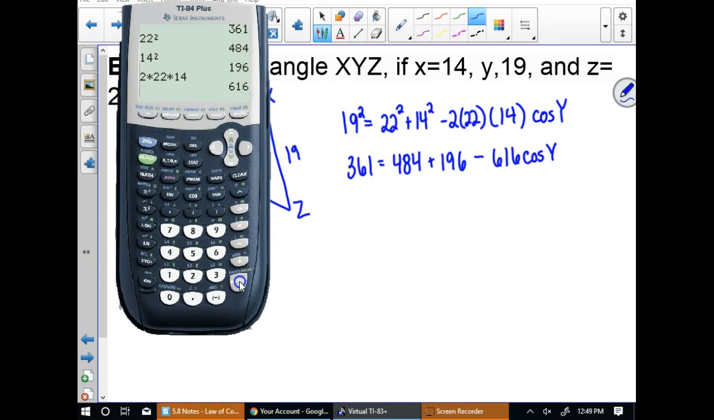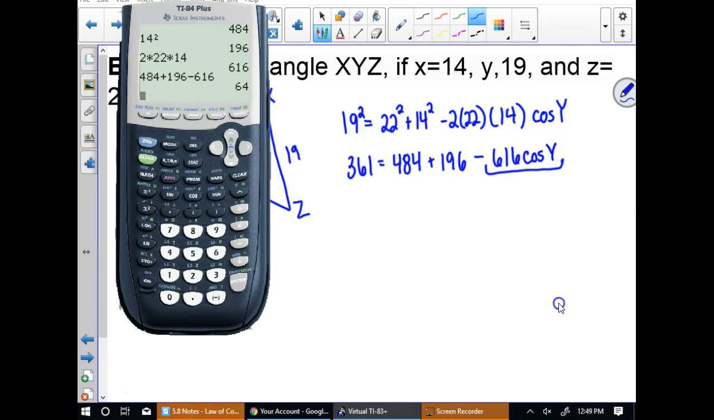Now, the biggest mistake I see kids make on these problems is they'll do this. They'll take 484 plus 196 minus 616, and get 64 cosine y. You cannot do that because 616 has a cosine y with it. It cannot be combined with the other numbers. This is like having a 616x. You cannot combine a 5 and a 5x together. They're not like terms. So you got to leave it alone until the end of the problem.